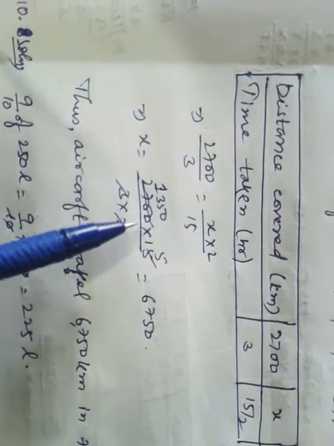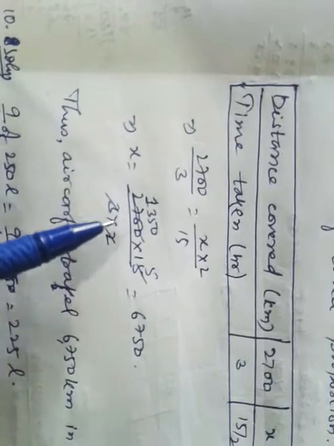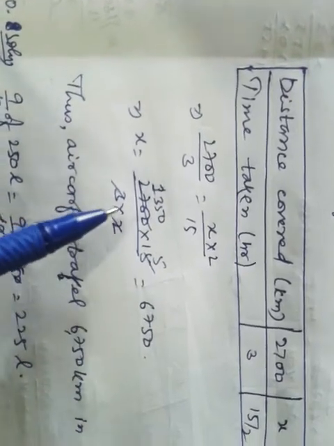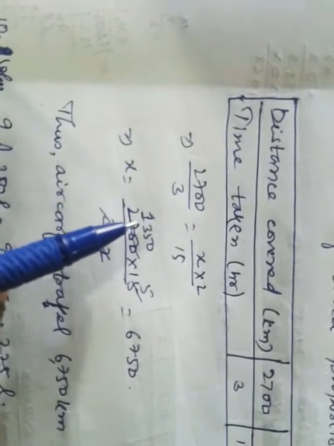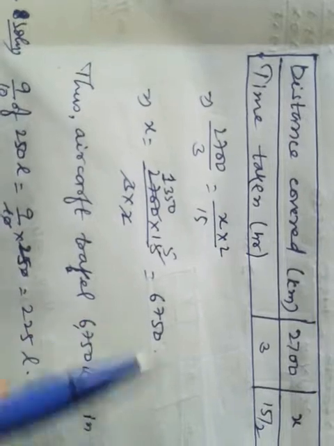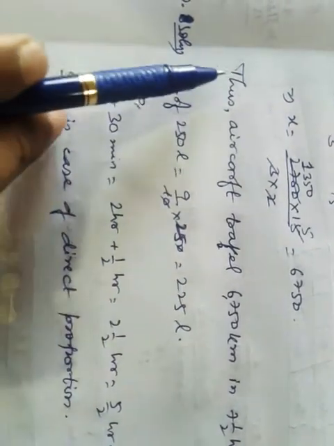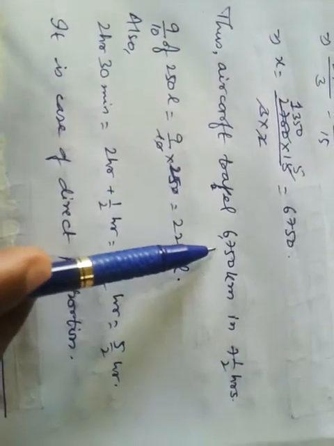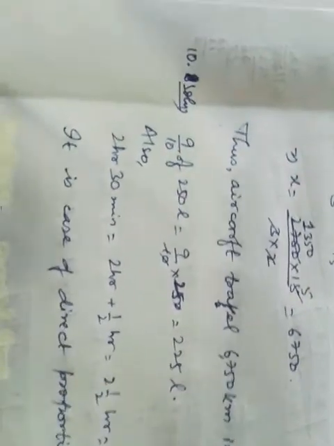So here 2700 into 15, and here 3 and 2 come downside. When we cut it by the table of 3, 15 by the table of 1, we get 1350. Then we multiply, we get 6750. So at the last, we have found that the aircraft travels 6750 km in 7 whole 1 by 2 hours.